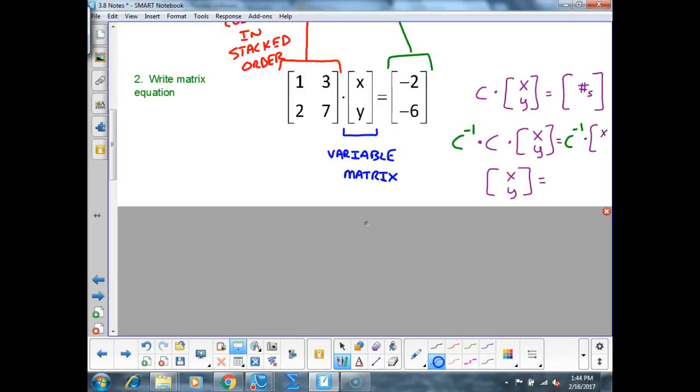Oops, this was numbers. Numbers! Not X and Y. Okay. So then over here, this is going to be the inverse of C times my number matrix.